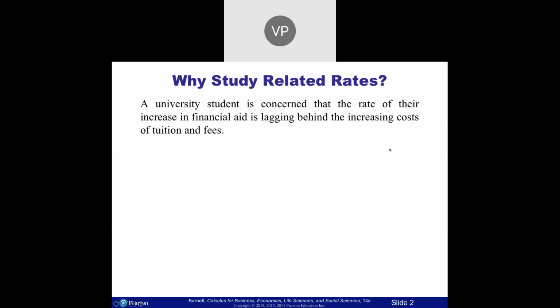So a student is concerned that the rate of their increase in financial aid is lagging behind the increasing costs of tuition and fees. So what does that mean? Well, a renter is concerned that the rent is increasing faster than his take-home pay. And see what's happening in both these different examples is one thing is increasing and another thing is increasing, but is it increasing fast enough or too fast?